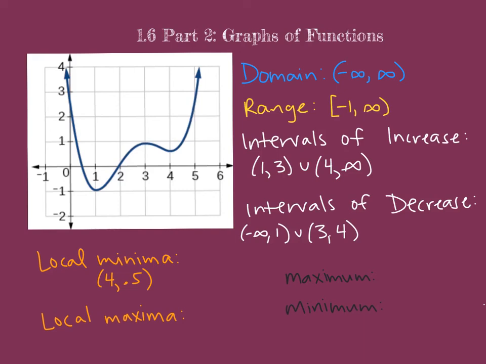Then for local max, this point right here, which is almost 3,1, that's what we'll call it right here. This point is the tallest point or the highest point in its immediate vicinity, in its small interval, the area. So this is the local maximum, the coordinate point 3, 1.